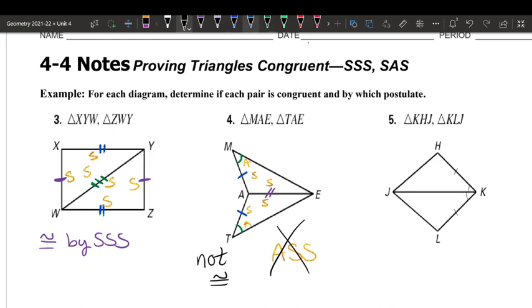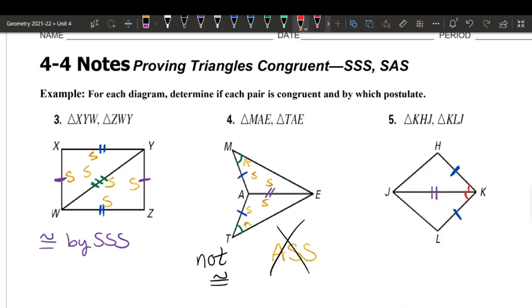All right, so the next one, moving along. We have a shared side, so I want to go ahead and mark that. Mark it with two lines because there's nothing marked with two lines. HK has a single line. KL has a single line. Angle K has one line on both versions of angle K.